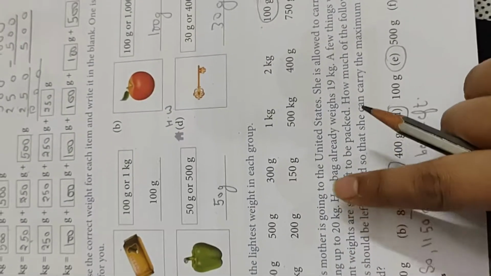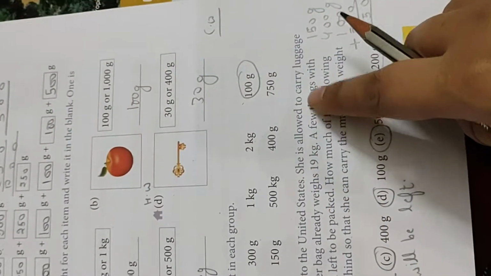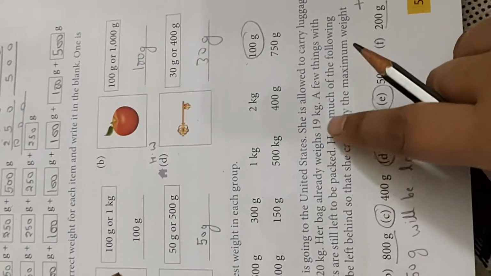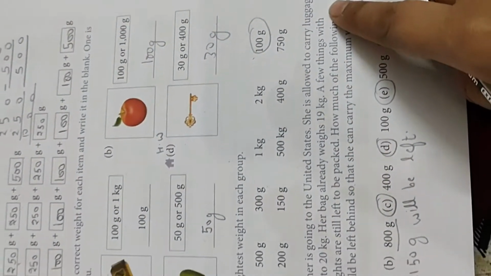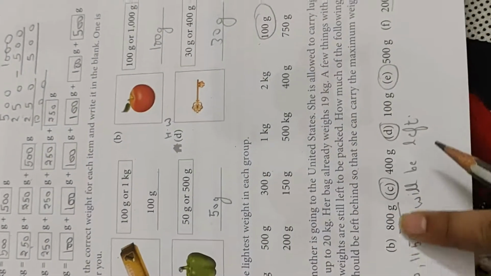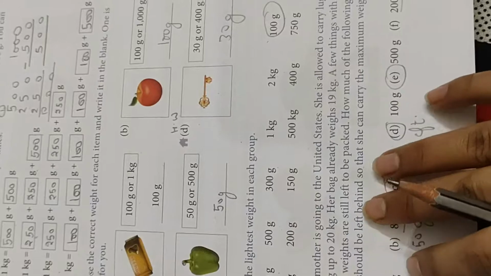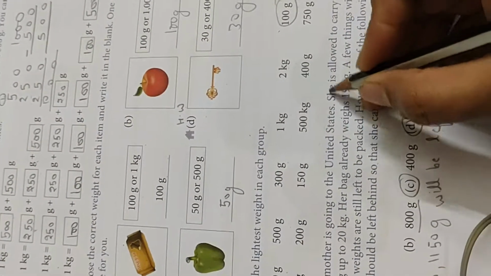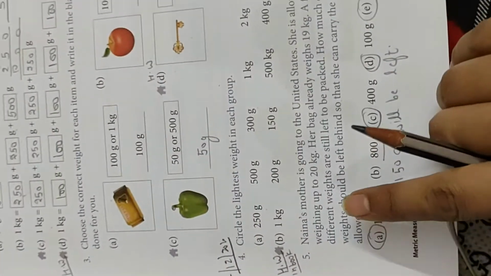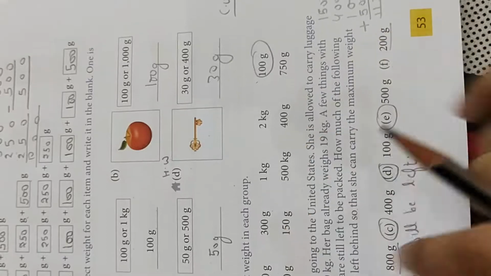Now Naina's mother is going to United States. She is allowed to carry luggage weighing up to 20 kg. Her bag already weighs 19 kilogram. A few things with different weights are still left to be packed. She has already packed 19 kg, and 20 minus 19 is equal to 1 kg is left.